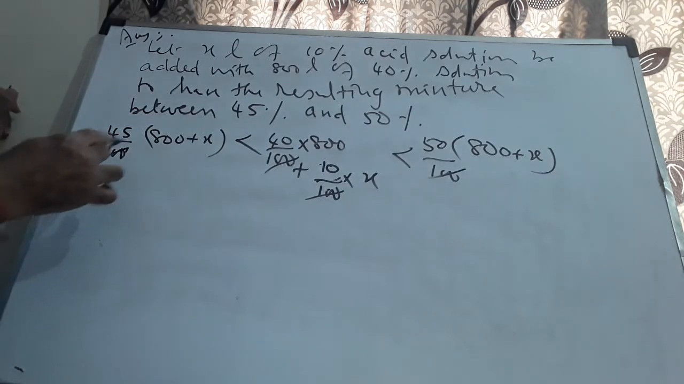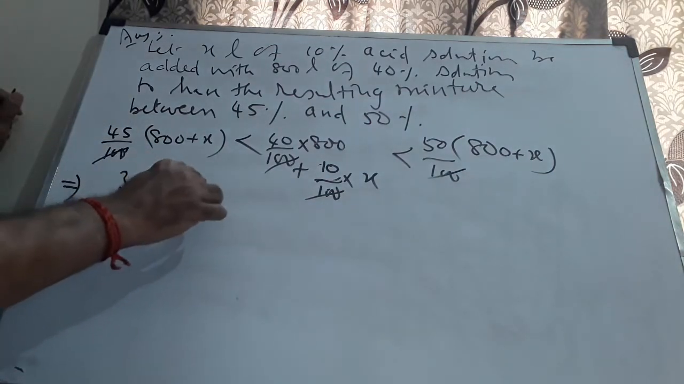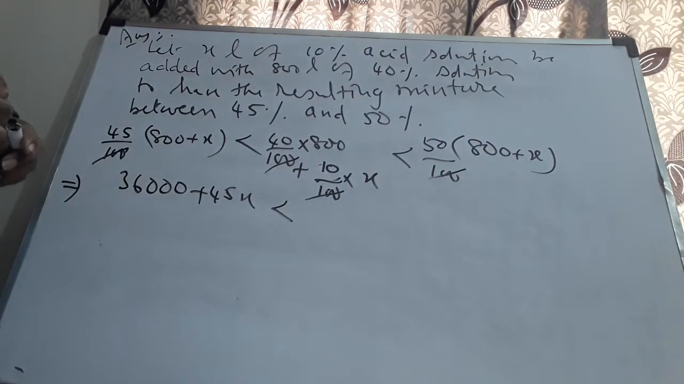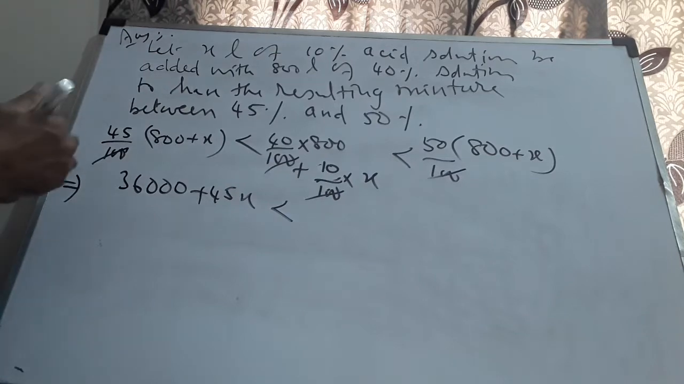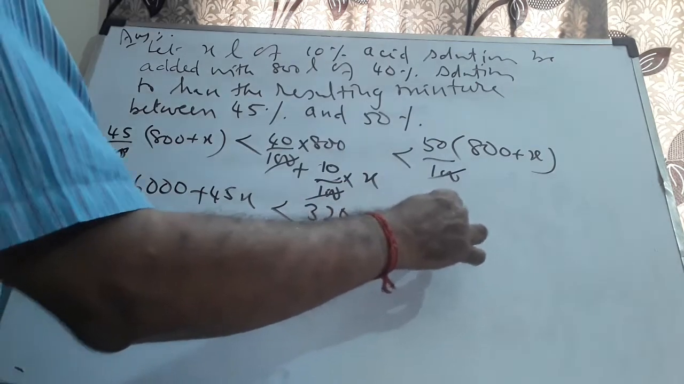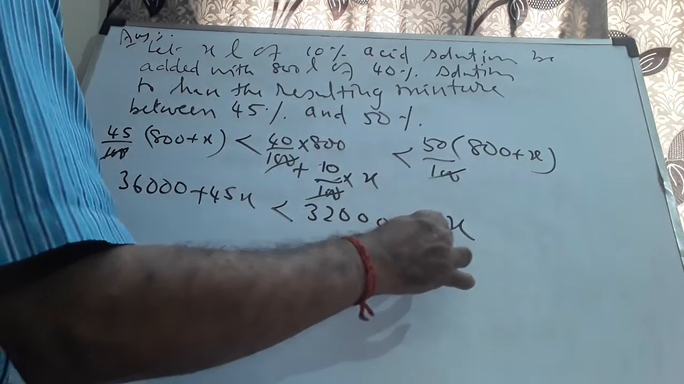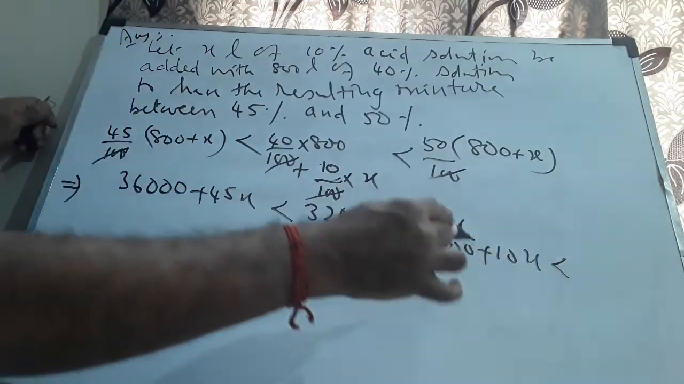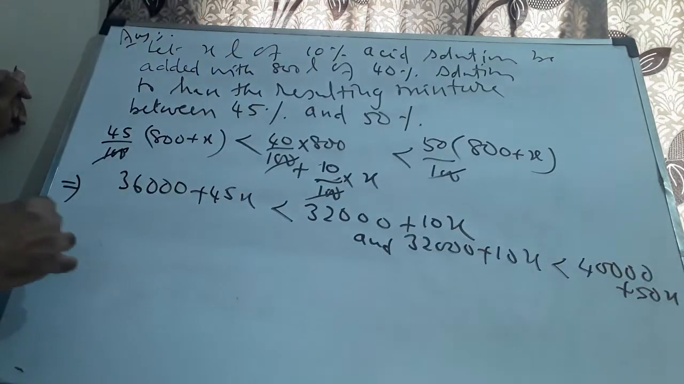Now multiply this inside. 36,000 plus 45x less than, just listen carefully, is it correct or not? 8 5s are 40, 32 plus 4 36. 36,000 plus 45x less than 32,000 plus 10x, and 32,000 plus 10x less than 40,000 plus 50x.